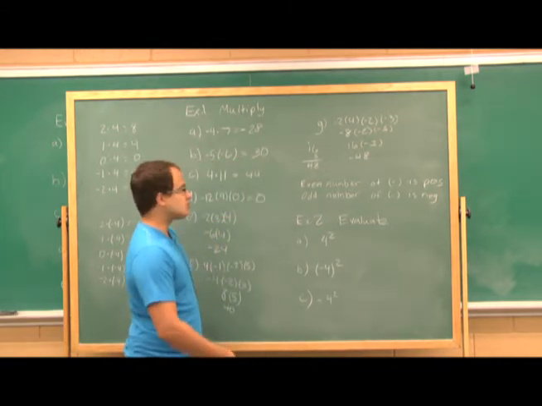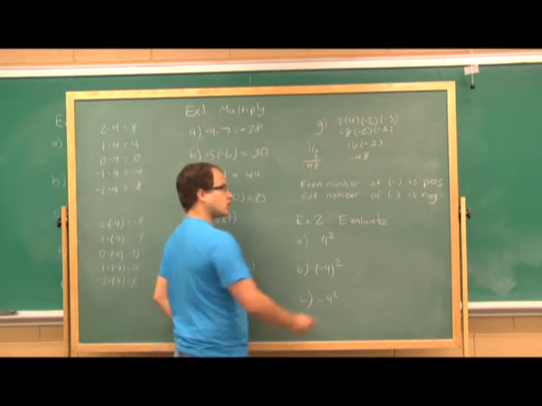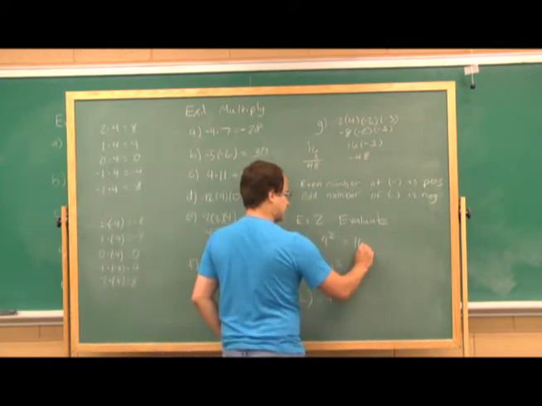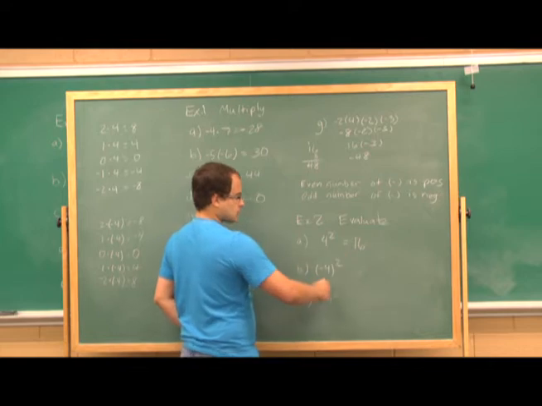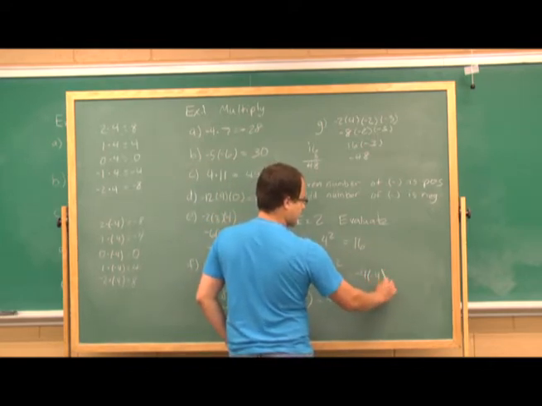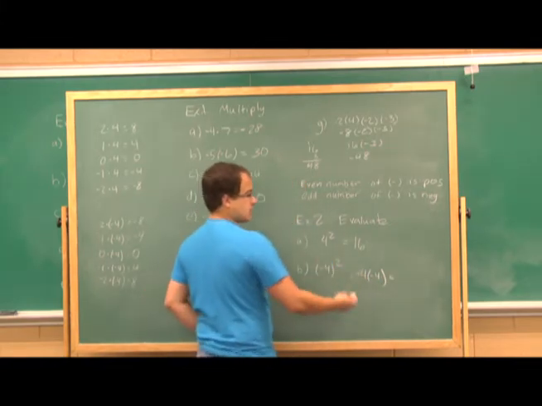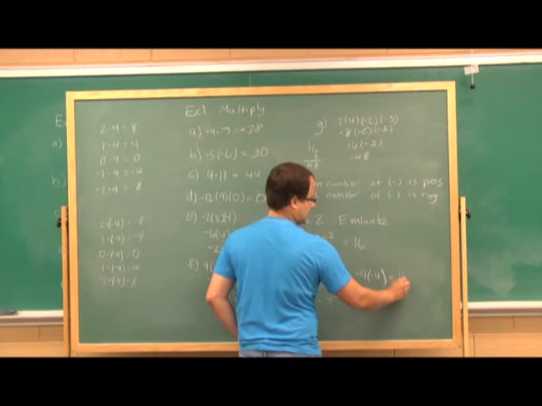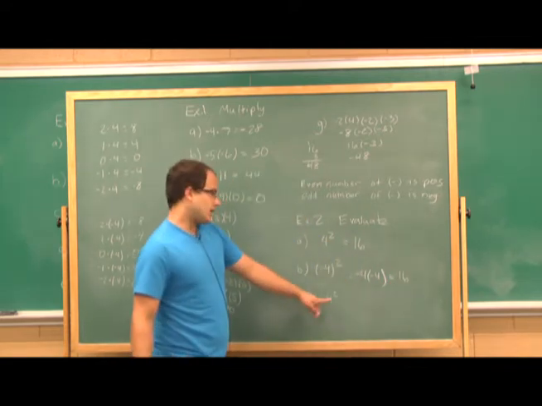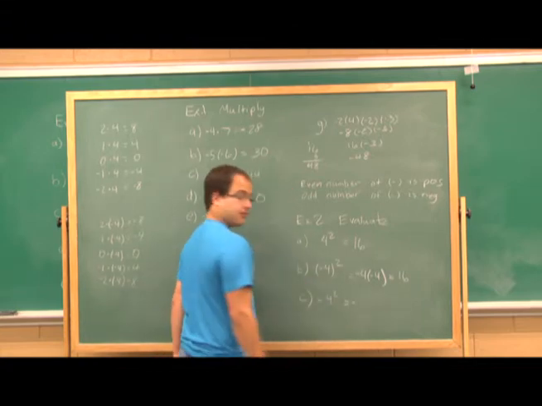Now example 2 is just to show you evaluation with exponents. Well, 4 squared, as always, is 16. Now negative 4 squared is negative 4 times negative 4, which, because they're both negative, gives us a positive, again, 16.